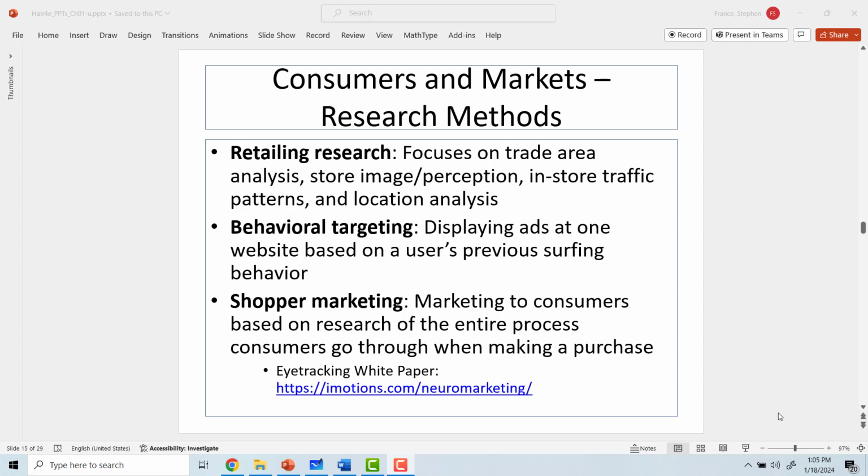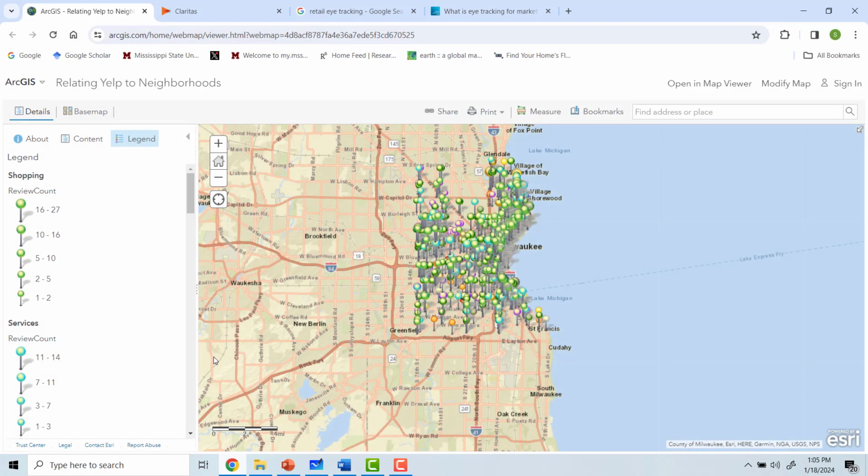And you could do some marketing research. You could look at things like shopping patterns. You can do a competitive analysis. There are lots of different types of research that you can do. Just to give you a quick example.